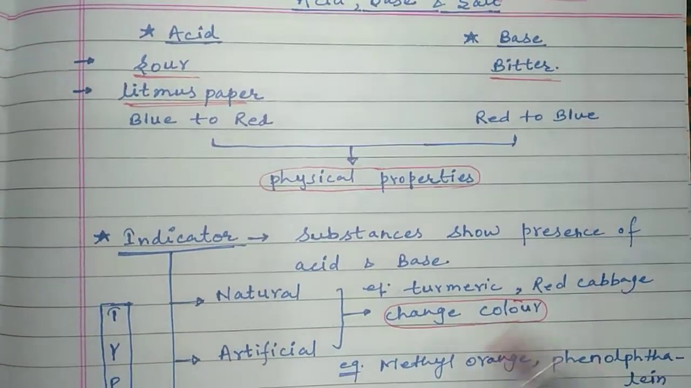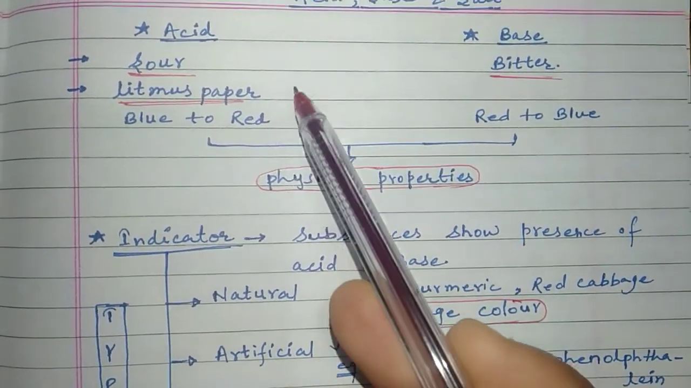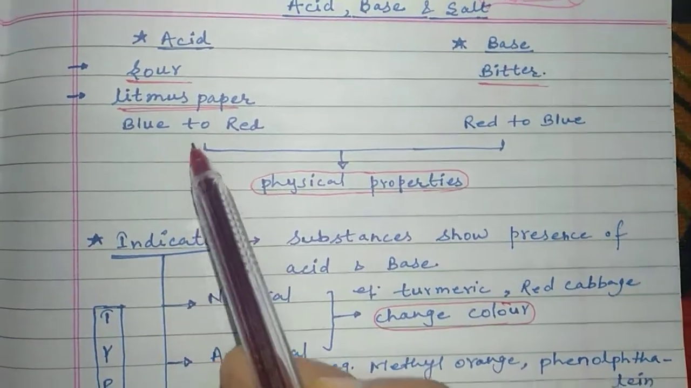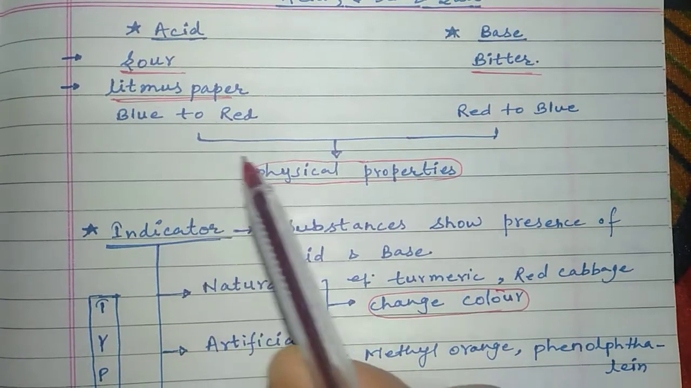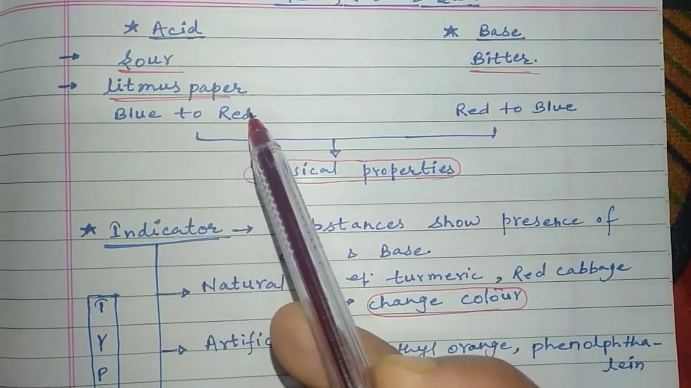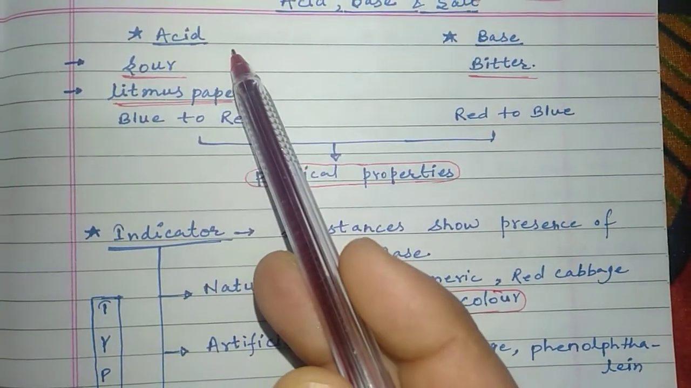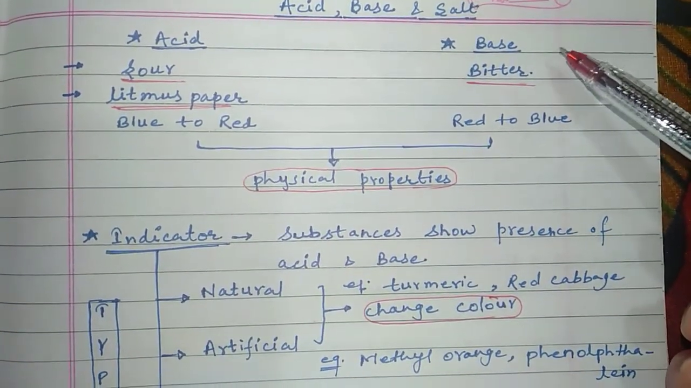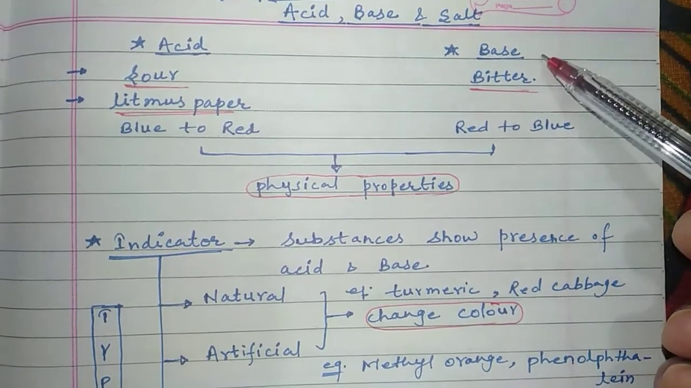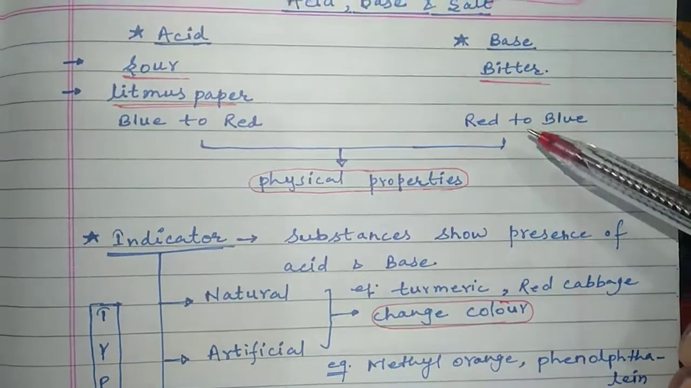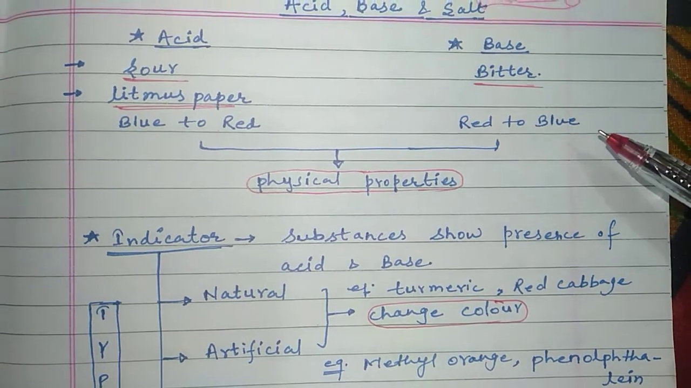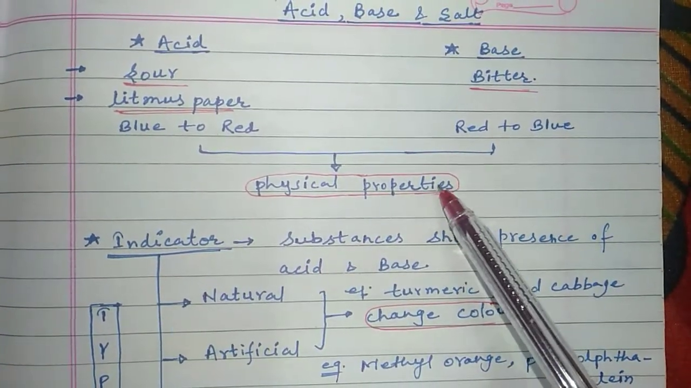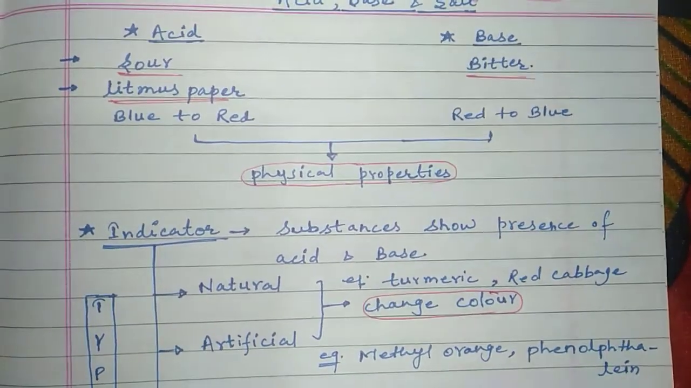Then if we want to check substances with litmus paper, we will see the blue litmus paper convert into red in color. So this is the property of an acid. And if we check red litmus paper with a base, that red litmus paper converts into blue in color. And these are the physical properties of acids as well as bases.